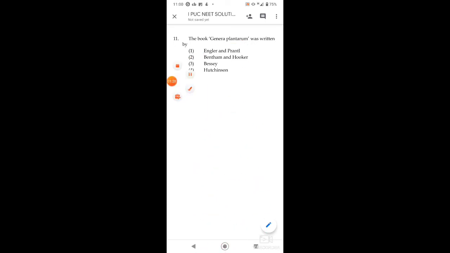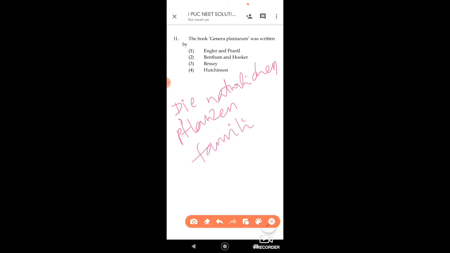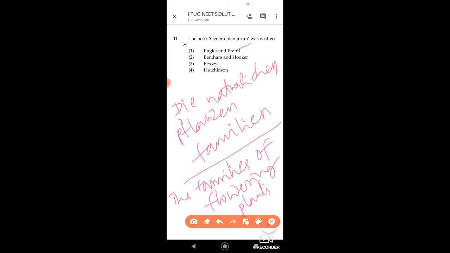But let us also try to understand the contributions of the other scientists given here. We have Engler and Prantl. They have written a book called Die Natürlichen Pflanzenfamilien. This is the book written by Engler and Prantl. Hutchinson has also written a book, that is The Families of Flowering Plants. This is the book written by Hutchinson.